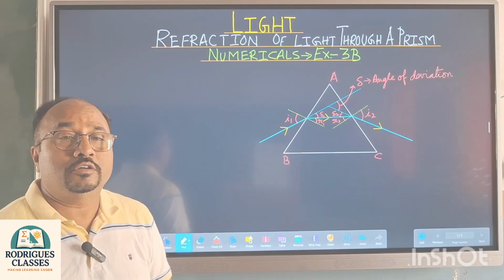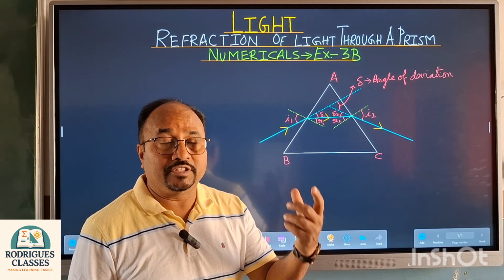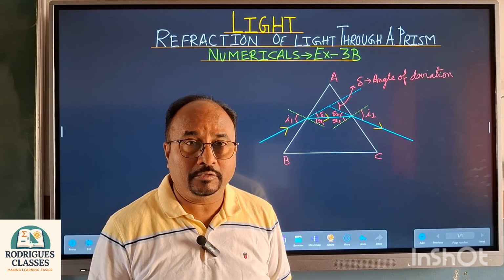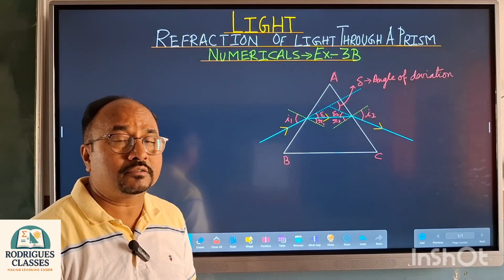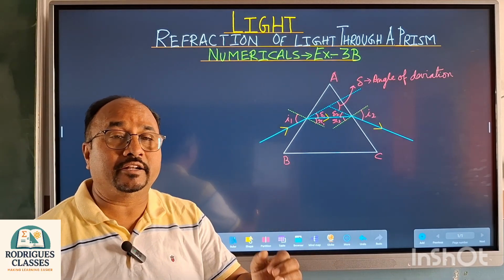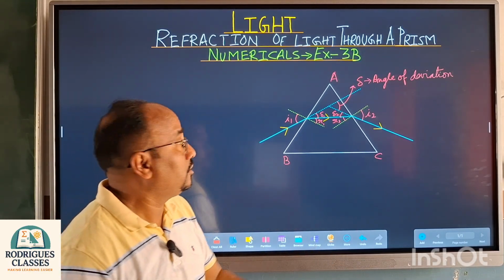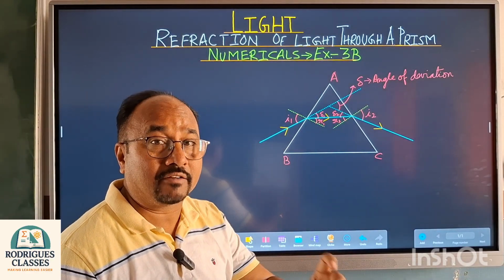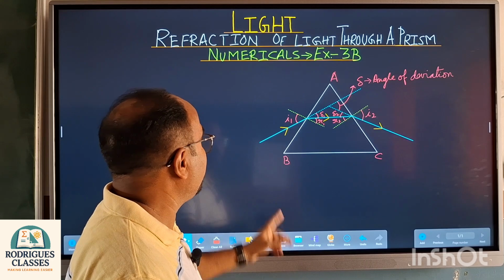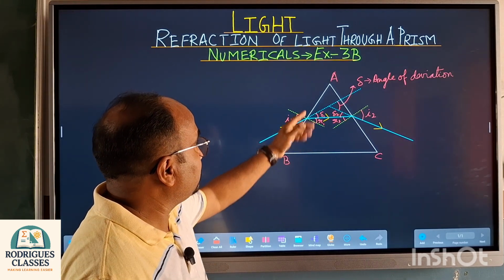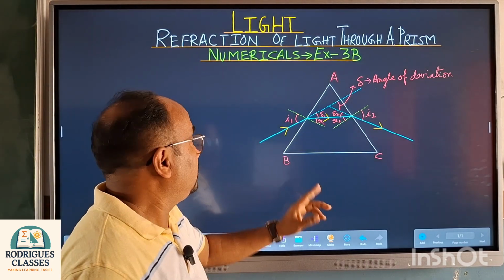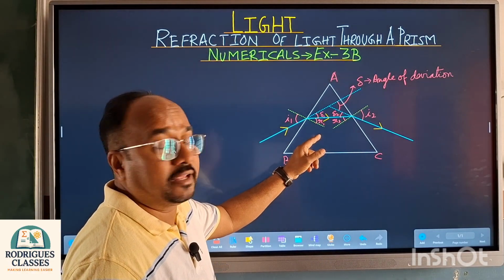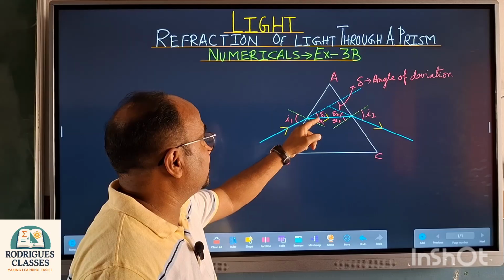Now let us take a look at the second part of this light chapter, which is based on refraction of light through a prism. So before coming to the numerical, this ray diagram based on prism and the different parts needs to be understood. ABC is a prism with angle of the prism as A, that will be used. So it's important to know. This is the incident ray striking the surface AB. Angle of incidence is I1. So it is going from rarer to denser medium. It is bending towards the normal.